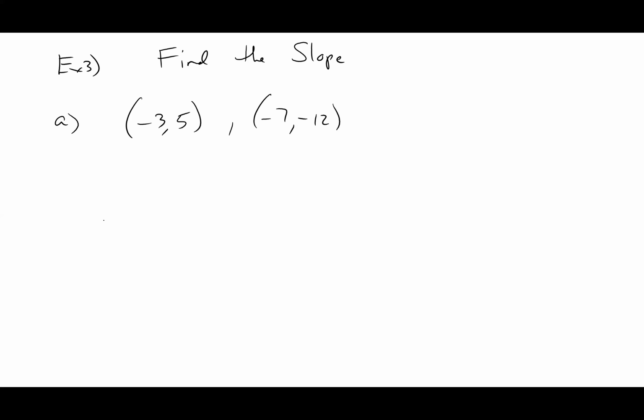All right, so slope would be, we can label these here, right? My first point, x coordinate, my y of my first coordinate, my x value or the coordinate, my second point, and the y coordinate of my second point. So let's go -12, subtract 5.